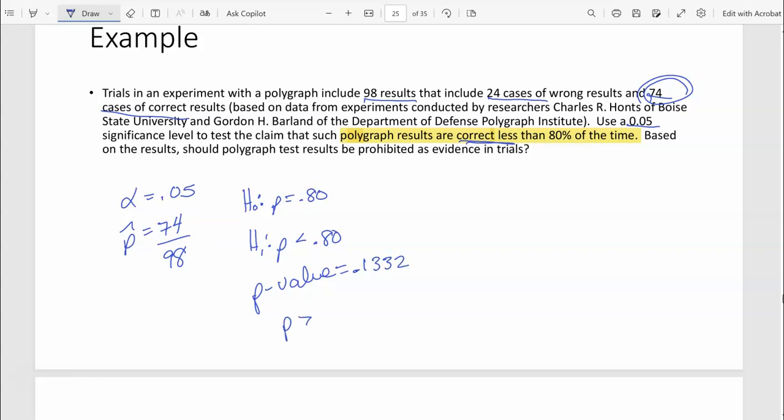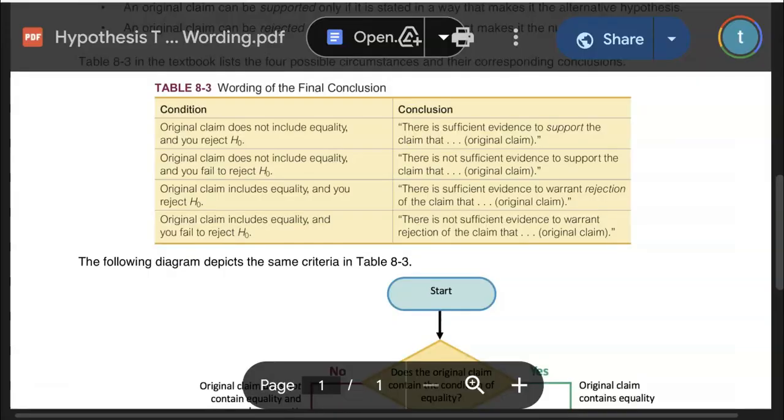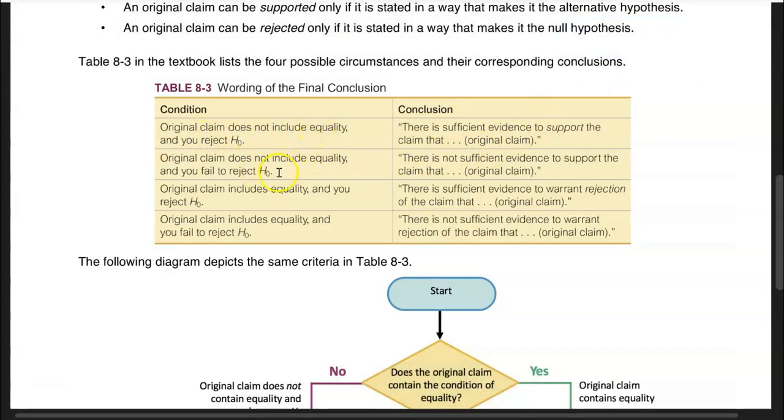Okay, in this case, our p is greater than alpha, so we are going to fail to reject. So how are we going to phrase that? We do not have inequality in the original claim, and we fail to reject. There is not sufficient evidence to support the claim.